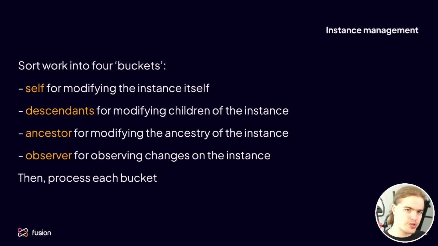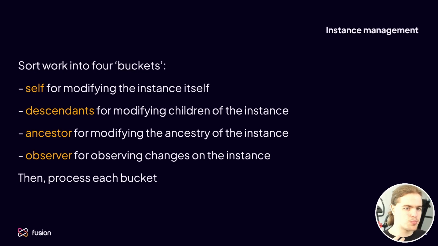Fusion's solution to this is to sort the work into 4 buckets. The self bucket for modifying the instance itself, the descendants bucket for modifying the children of the instance, the ancestor bucket for modifying the ancestry of the instance, and the observer bucket for observing changes to the instance, for example, connecting to instance events. This broadly lines up with the order of events that most developers already know to implement in their own handwritten code.